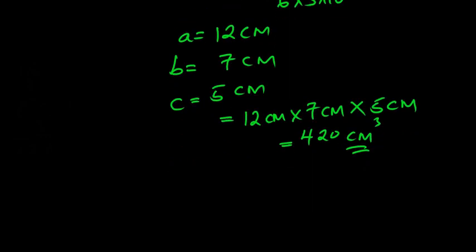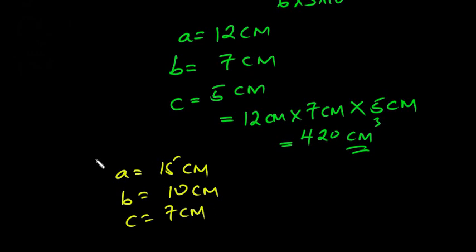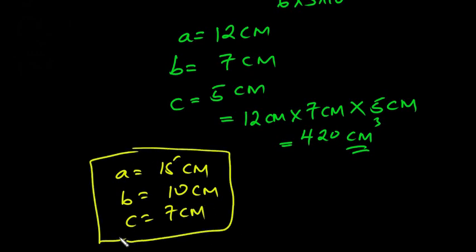Again, do not forget to indicate the units. So we can look at one final one, and then probably you can work this out by yourself. Assume we have the measurements of the cuboid as A is 15 centimeters, B as 10 centimeters, and C as 7 centimeters. You can try to work this out as a practice question, and then you can let me know the answer by commenting on this video, and I will tell you whether the answer that you have given is correct or not.